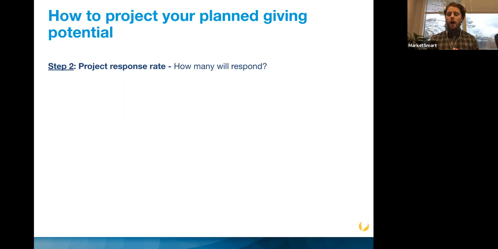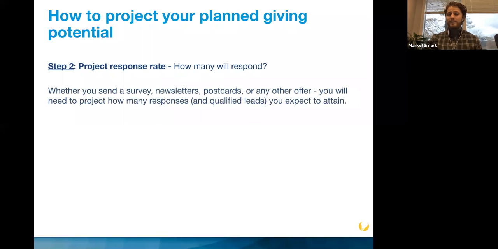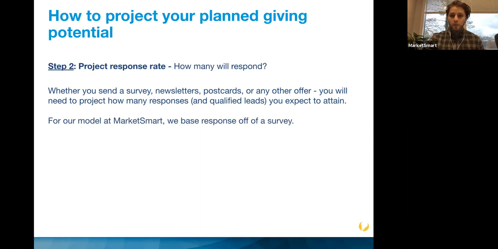Now we need to think about, okay, how will individuals respond? What will the response rate be when we do send something out to them? And also, what is that something? So when we do our work here at MarketSmart, we simulate response rates around a survey. If you know anything about MarketSmart, you know surveys and donor surveys, qualification surveys, they're a huge component of what we offer for our customers.